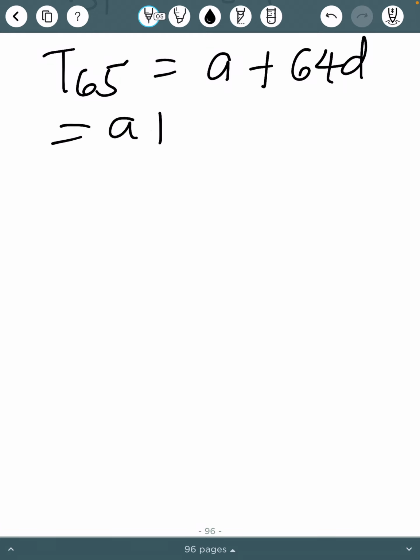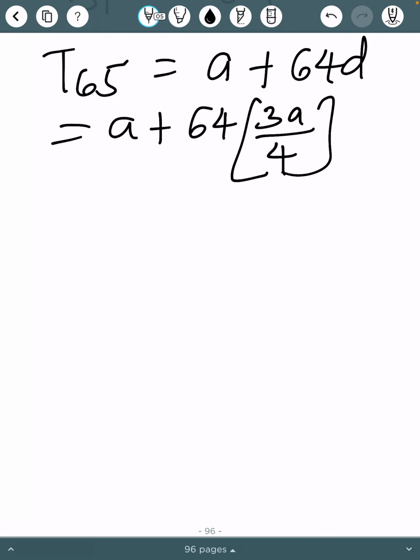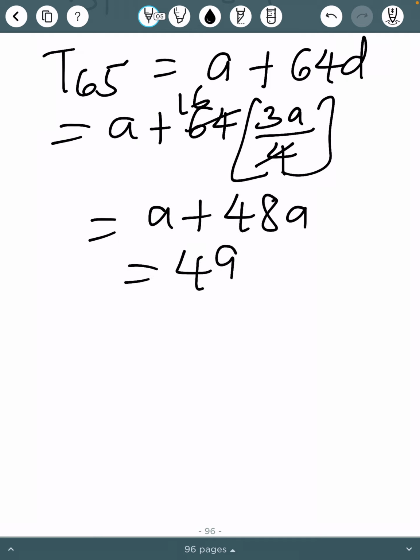Let me find also T65 of the AP. T65 of the AP will be given by a plus 64d. That will be a plus 64, open bracket, 3a over 4. That will give me 4 sixteens are 64. And that gives me a plus 48a, which will give me 49a.